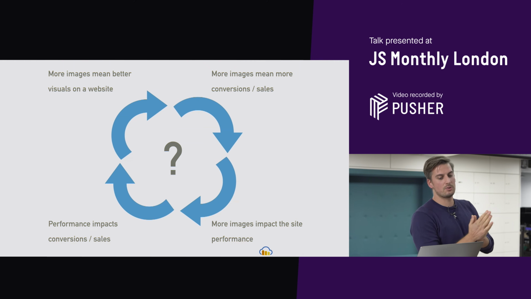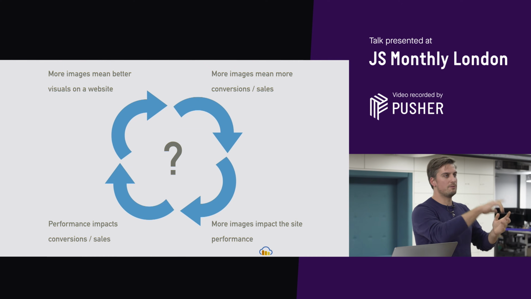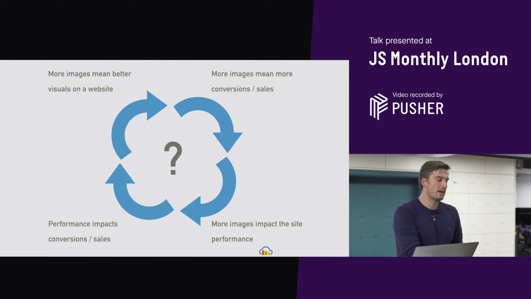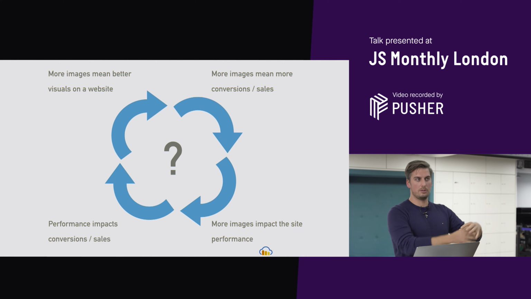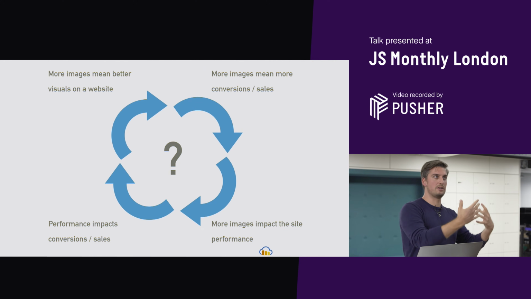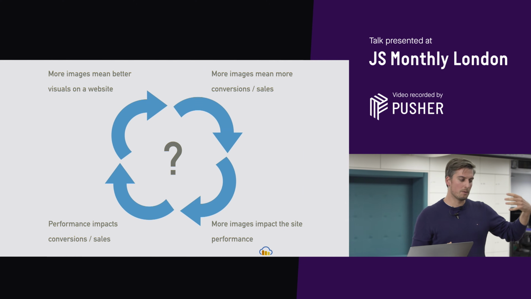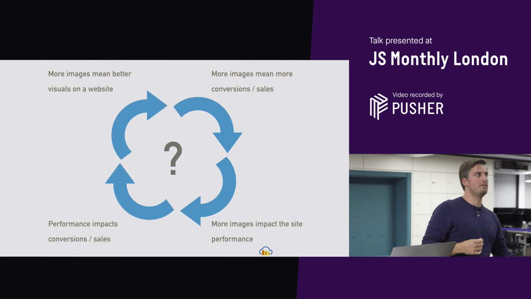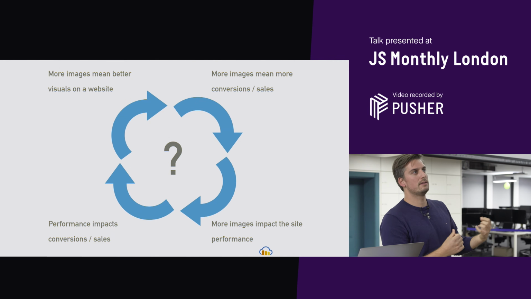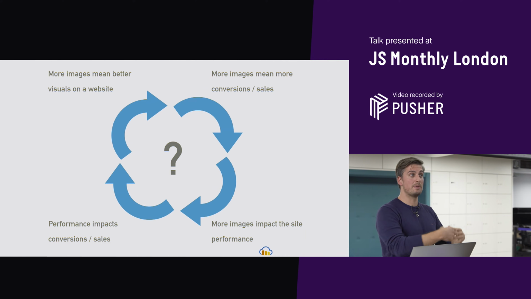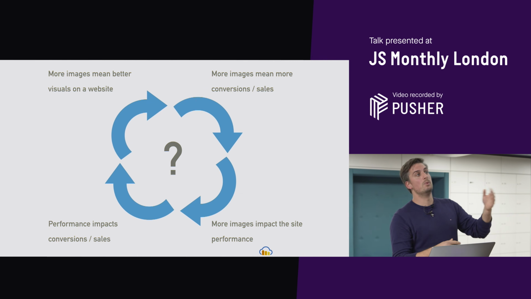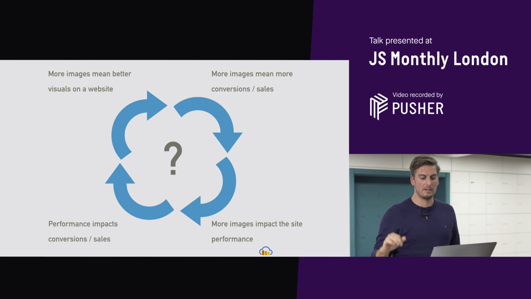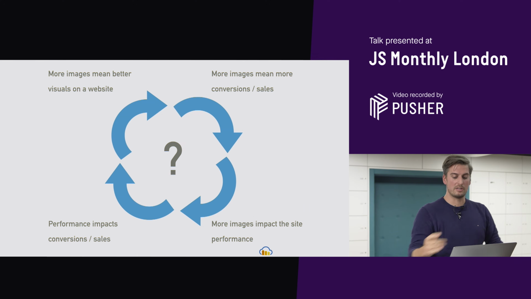But then you run into this situation where you kind of run in a very weird loop. The more images you have on your website, the more visual your website is, and you can potentially sell more stuff. But on the other hand, the more images you have, the more you're going to impact the performance of the website. And the more you impact the performance of the website, the more it's going to affect your sales. So how do you balance that out? That's a very difficult and an interesting question at the same time.